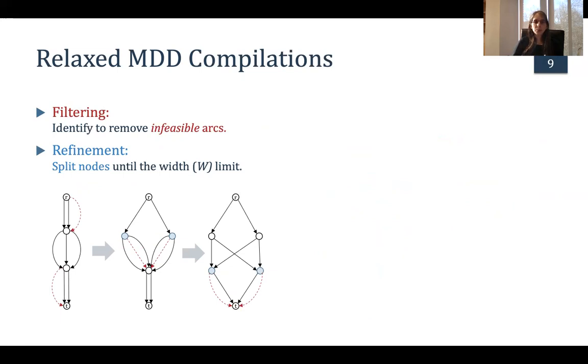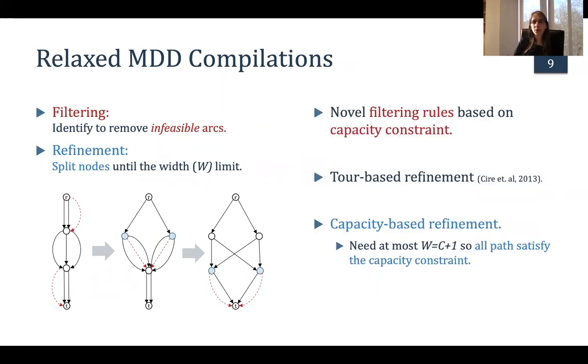To construct these decision diagrams, we have an iterative algorithm that has 2 procedures: a filtering one that basically identifies infeasible arcs corresponding to infeasible solutions, and a refinement procedure where we split nodes until we reach a size limit, in this case the width, the number of nodes in each layer. In particular, we propose a novel filtering rule for the capacity constraints of this problem, and we have 2 different refinement procedures, a tour-based one that was in the literature, and a capacity-based one where we show that we can simplify this capacity constraint that was very challenging for this problem, only using C+1 nodes in each of the layers of the decision diagram.